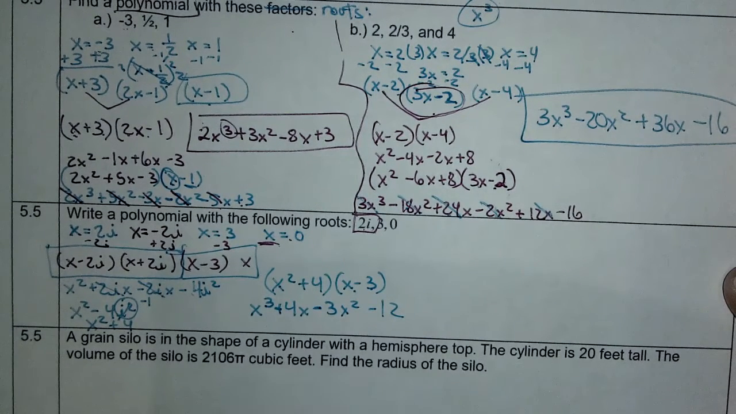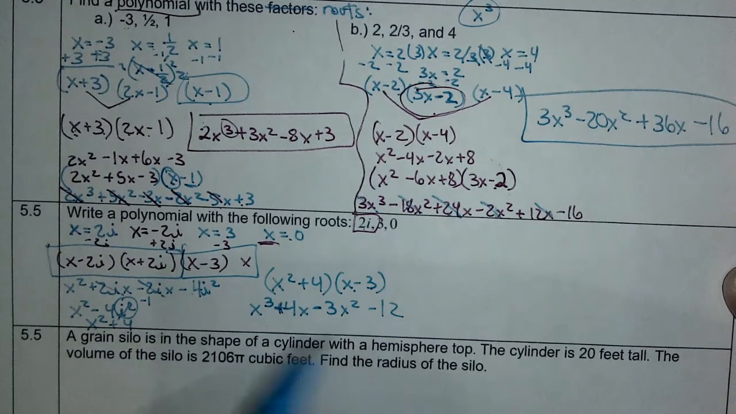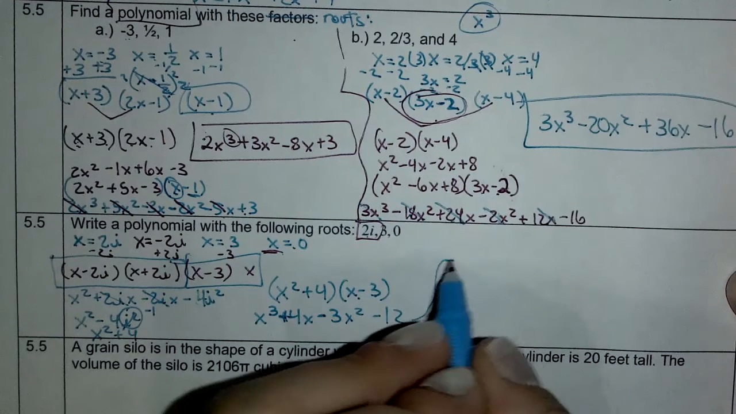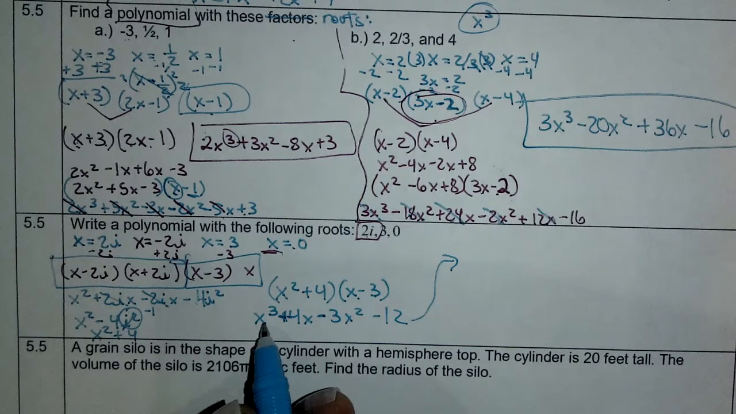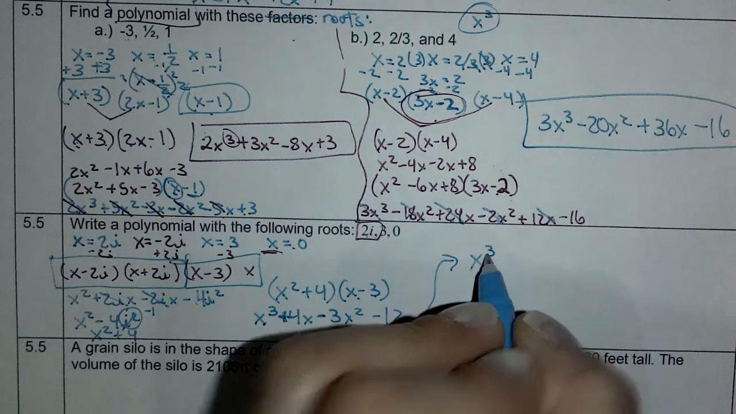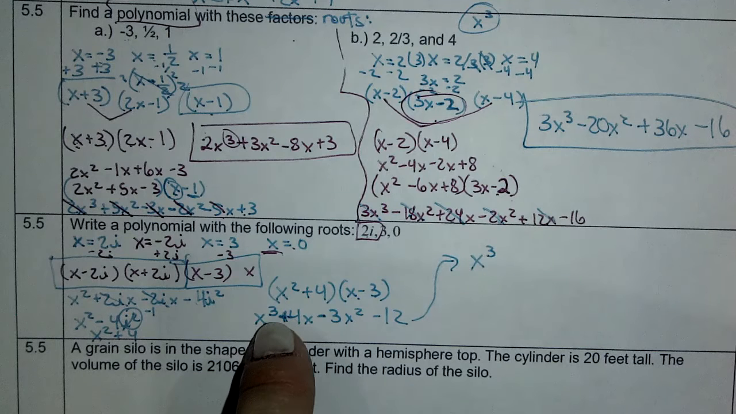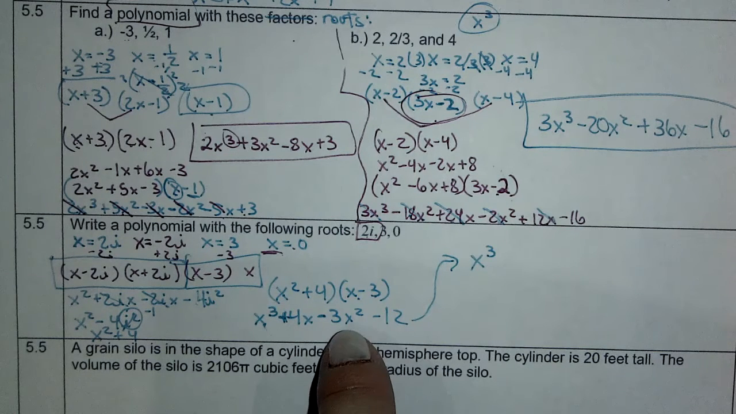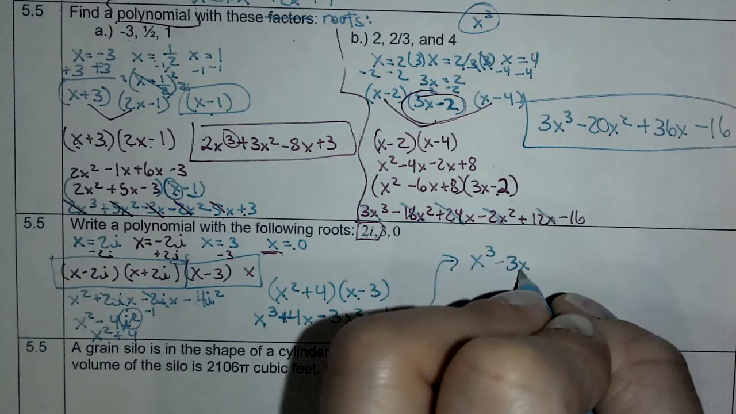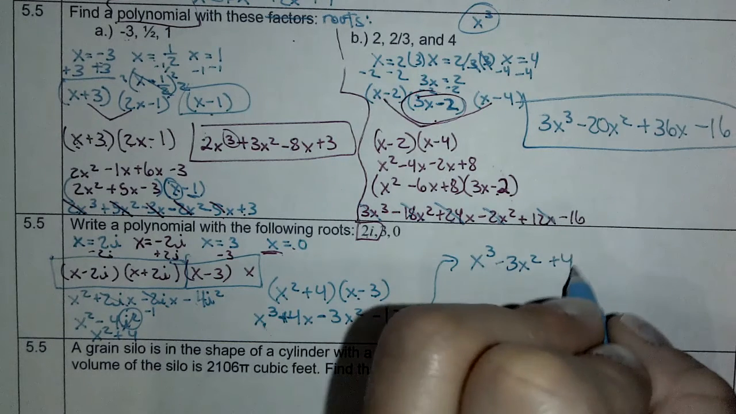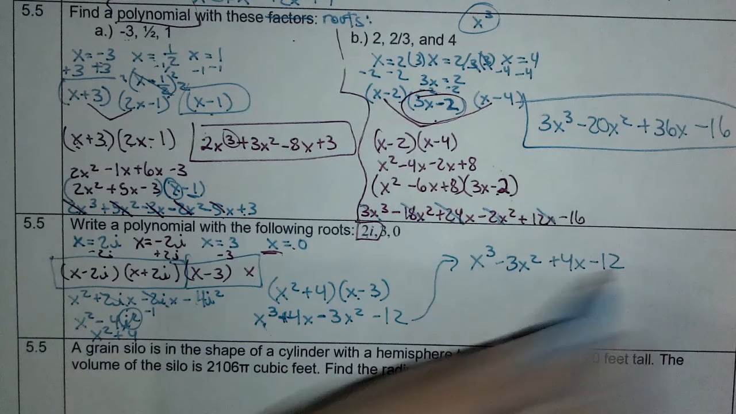It does not look like there's any like terms to combine. We can go ahead and rearrange this though, so it's in standard form. So remember, that means we start with our leading degree, and then we work our way down. So then it would be x to the third minus 3x squared plus 4x minus 12.